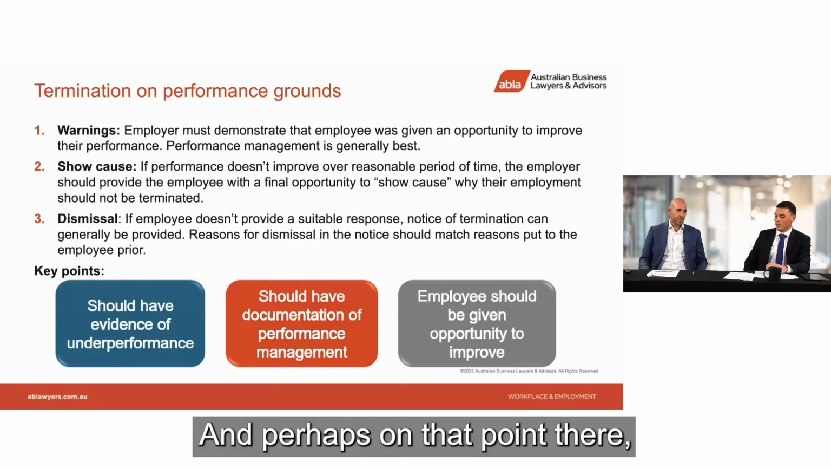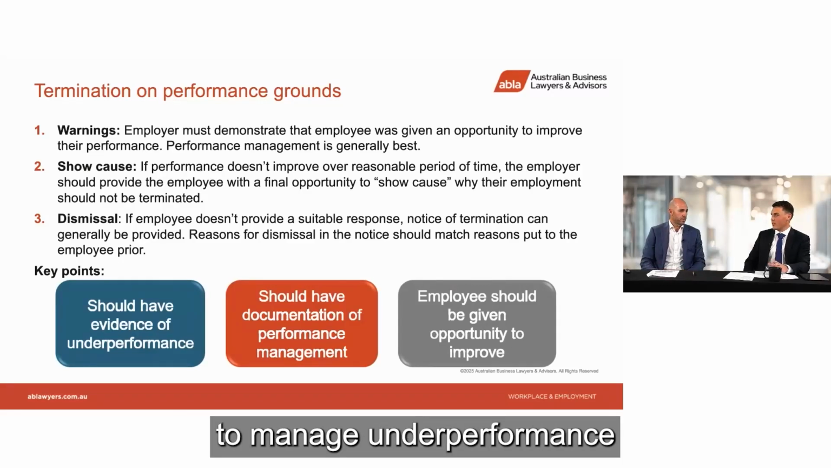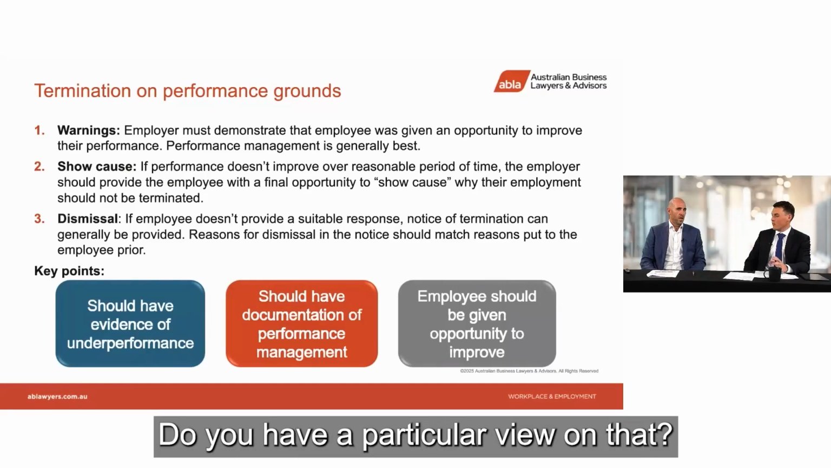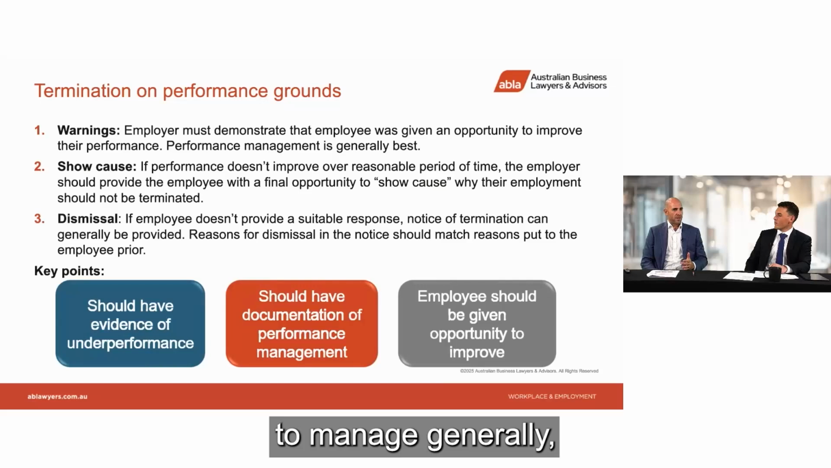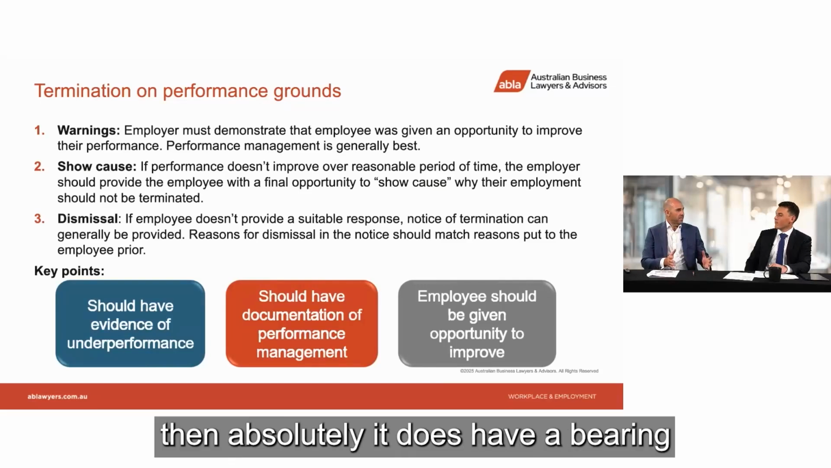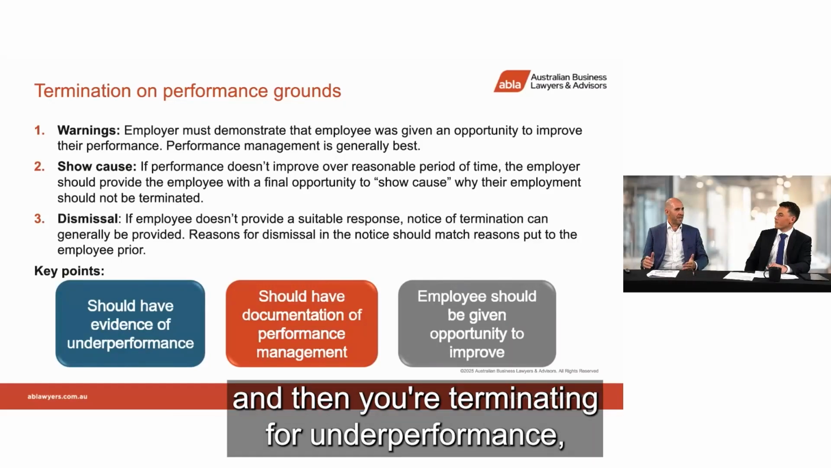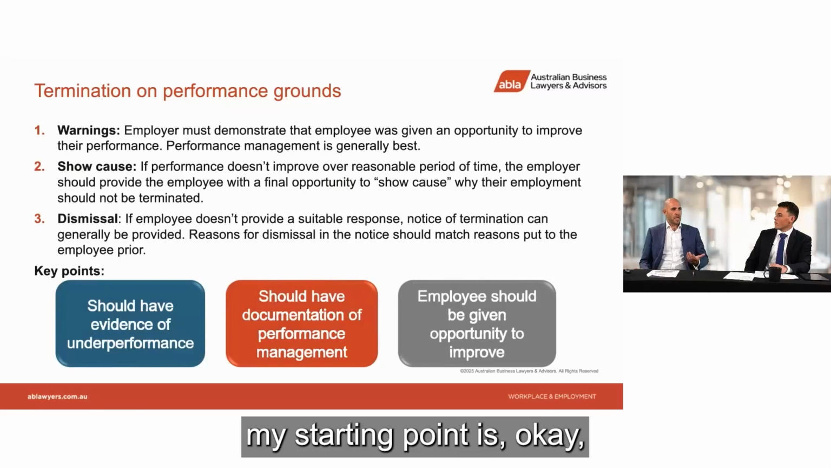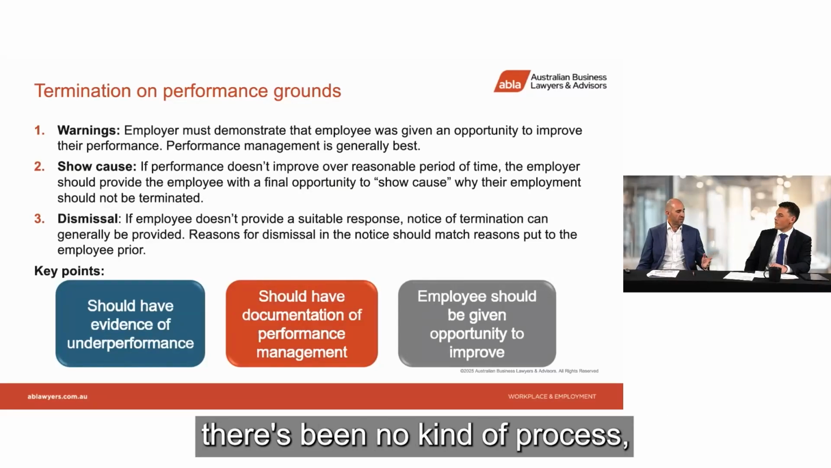And perhaps on that point, there's a question that's come through on whether the historic failure to manage underperformance impacts your ability to terminate. Do you have a particular view on that? Well, if we're talking about historic failure to manage generally, then absolutely it does have a bearing on whether or not you can terminate, because if there's been an absence of performance management and then you're terminating for underperformance, my starting point is, okay, this is problematic because there's been no process.